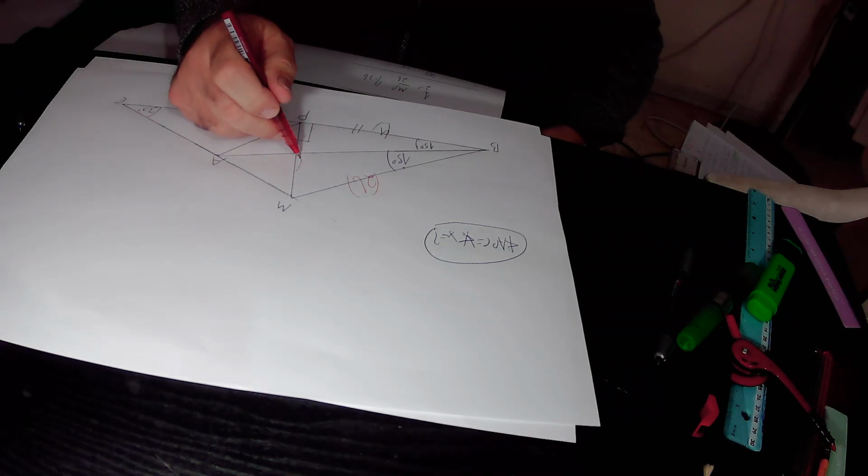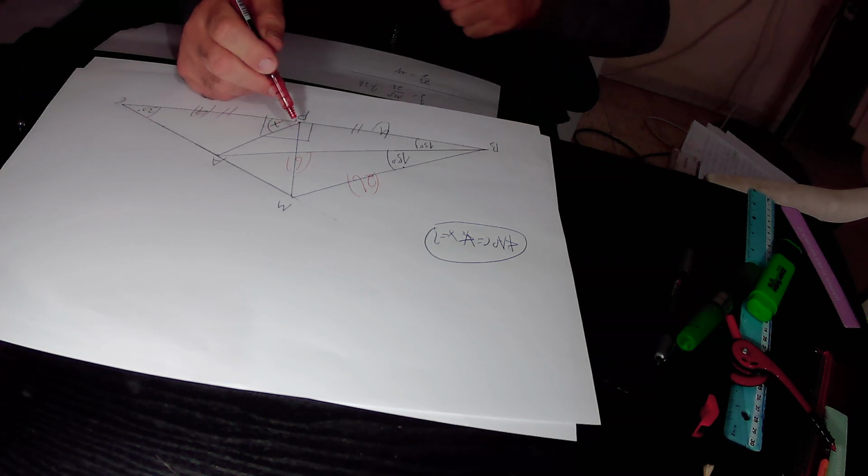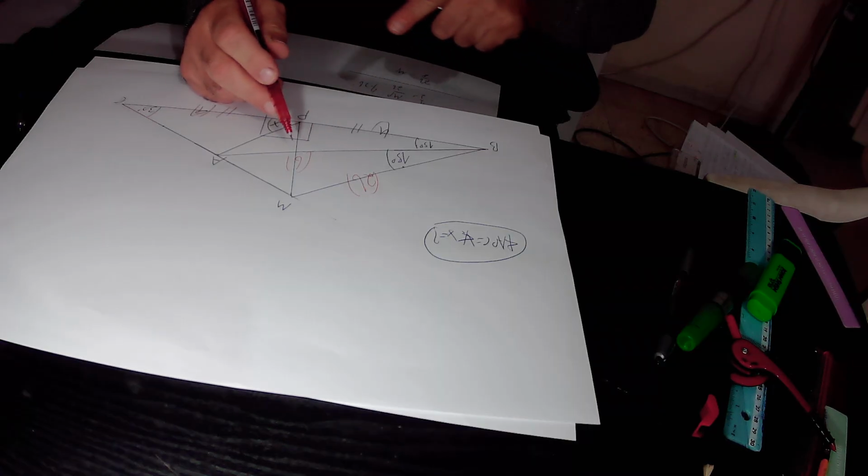So actually we found out that if AB is 2B, then MP must be equal to B. So MP is twice as long as MP.